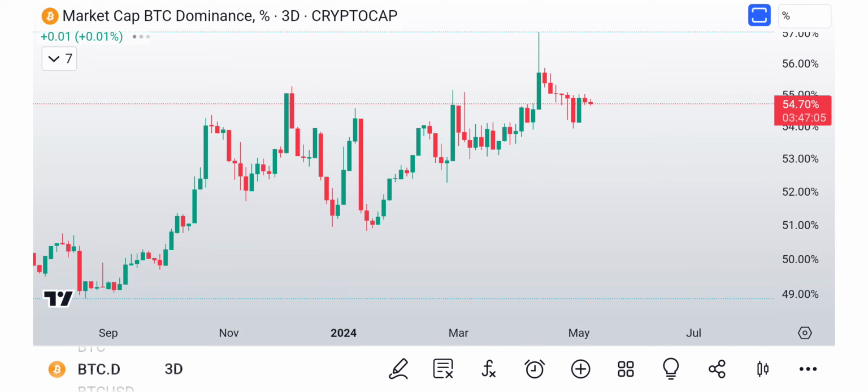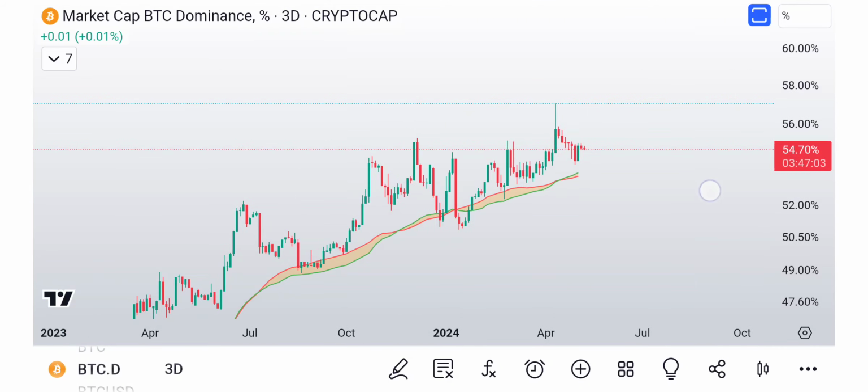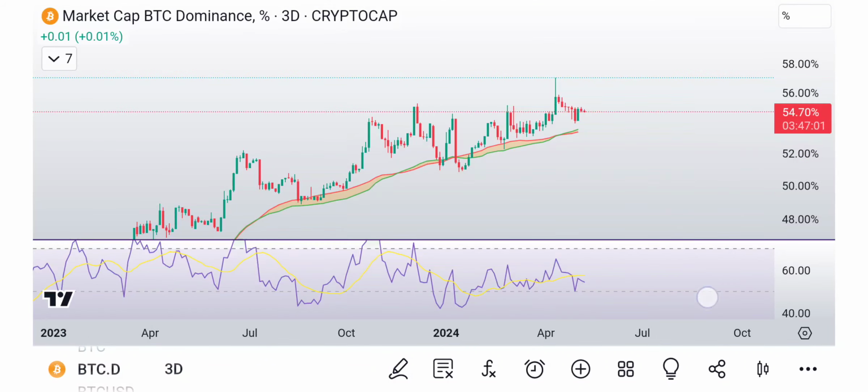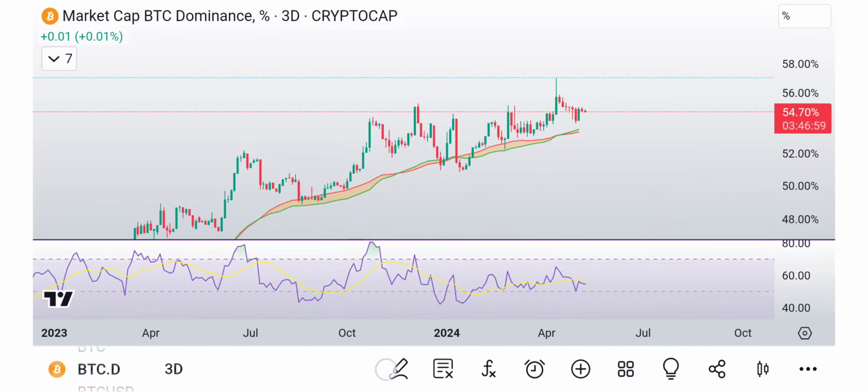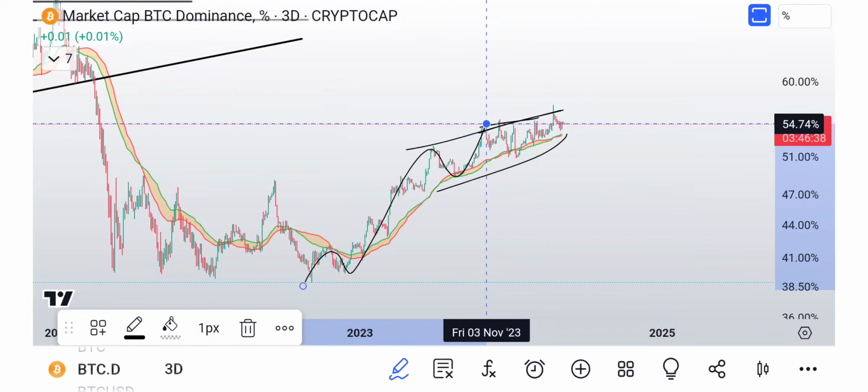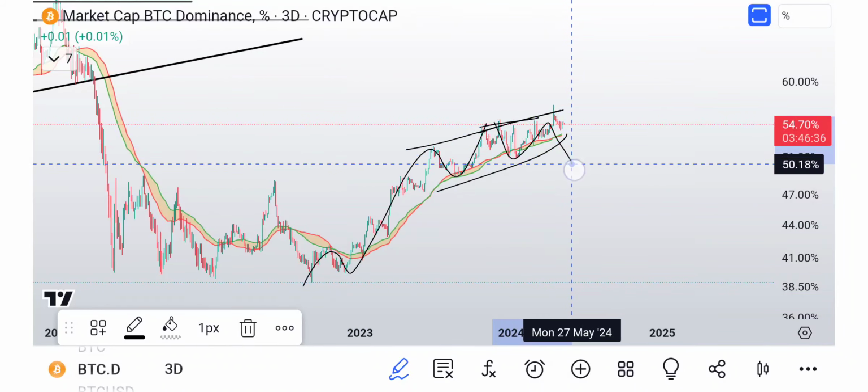Let's see, Bitcoin dominance. I haven't looked at this in a while. So we have bearish divergence on the Bitcoin dominance. That's good, right? You can see the Bitcoin dominance is rising, but the RSI is falling. So we'll see if that trend continues. But yeah, it looks like an ending diagonal in here. 1, 2, 3, 4, 5. A, B, maybe we get C.